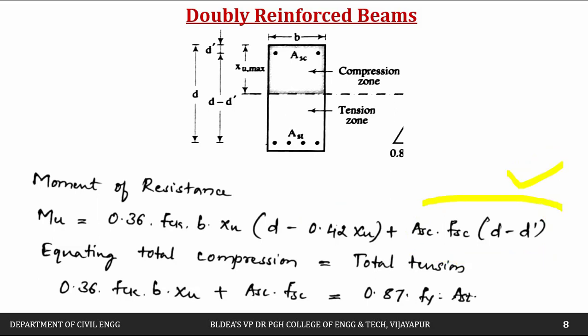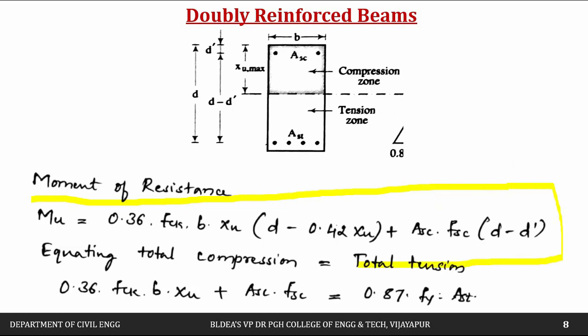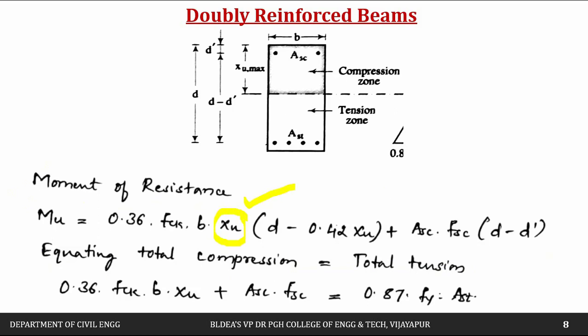So this much moment carrying capacity of our section is increased. By using this equation, you can calculate the moment resisting capacity of the section. This is already given in the code book. Then next, if you want to calculate the moment resisting capacity of the section, you require the value of XU, that is nothing but the depth of the neutral axis. How do you calculate the depth of the neutral axis?